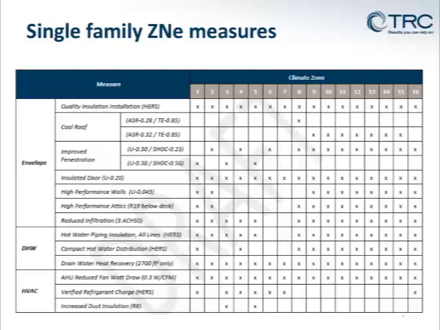A few different hot water measures. Drain water heat recovery I discussed earlier. It's only in the 2,700 square foot house, which is a 2-story building. It's a vertical drain water heat recovery element, so there's only space for it for this particular type. There's horizontal as well, but we only looked at the vertical. There's only space for it in a 2-story house.